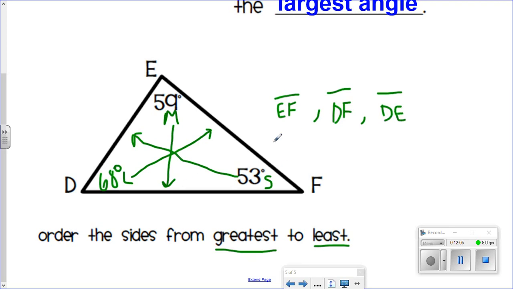Okay, so now we put the sides of this triangle in order from greatest to least. Now, I don't know the lengths of these sides. All I know is what order they'll go into. All right, and that's it.